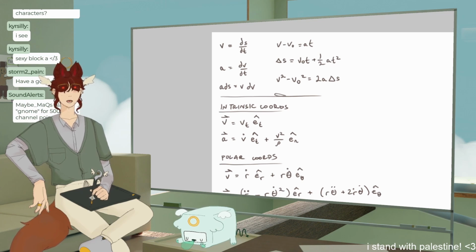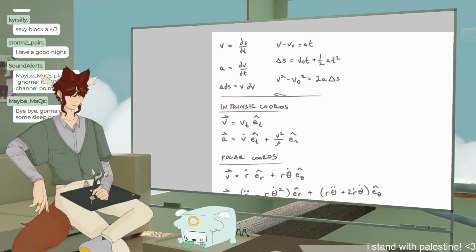Where's this equation? What am I doing? What's happening? Everything's falling apart. I feel like there's a normal component.